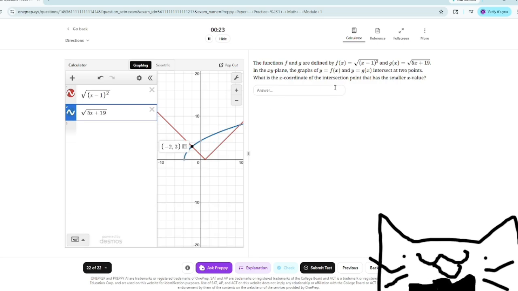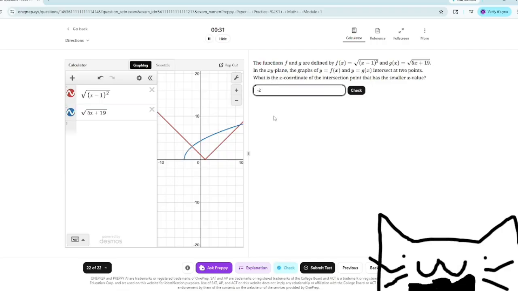It wants you to find the x coordinate of the intersection point that has a smaller x value. We have 9, 8 and negative 2, 3. The smaller x value is negative 2. Boom. And that is your answer. All I did, I didn't even need to read this. I found my 2 points already, and you just want to find the smaller value.